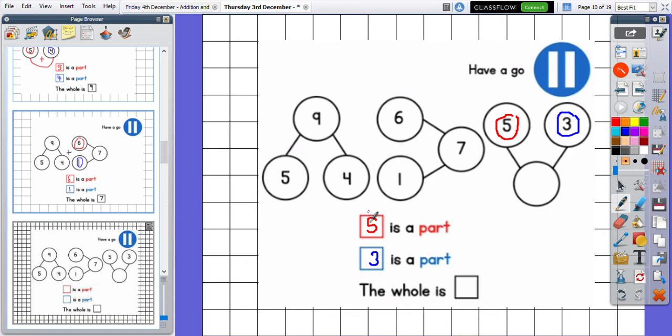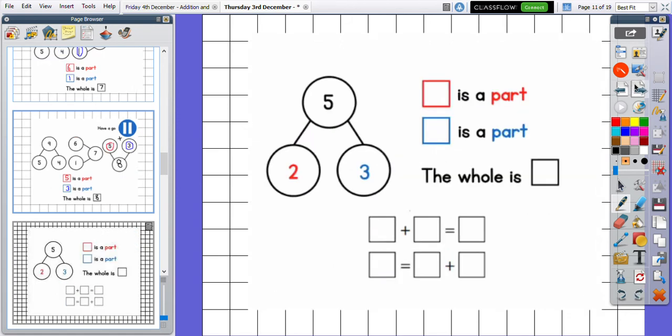And then all together, remember, my parts added together will give you your whole number. So 5 add 3, so you want to count on from 5 and you're adding 3. 5, 6, 7, 8. So my whole number is going to be 8. And I've got 8 in the box there. Fantastic work.